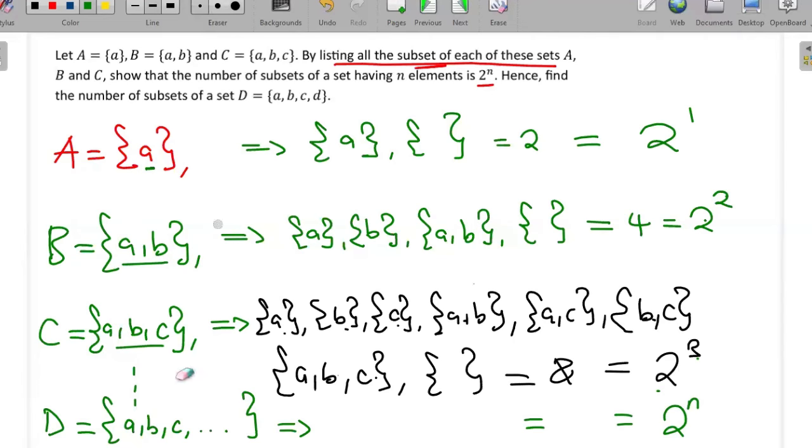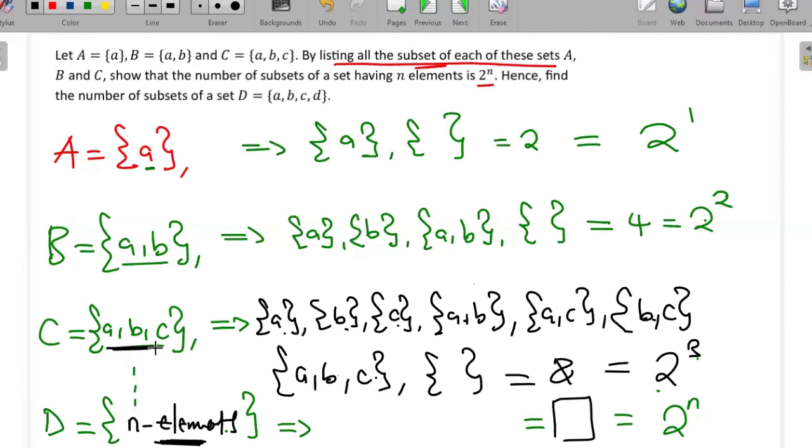To be precise, you can even write n elements inside that set D. So let's write n elements here. If I have n elements, whatever number you find here, you can express it as 2 to the power what? N, following the number of elements that we have there. So why are we confident in saying that? Because we have three examples here that have shown us that it is true.